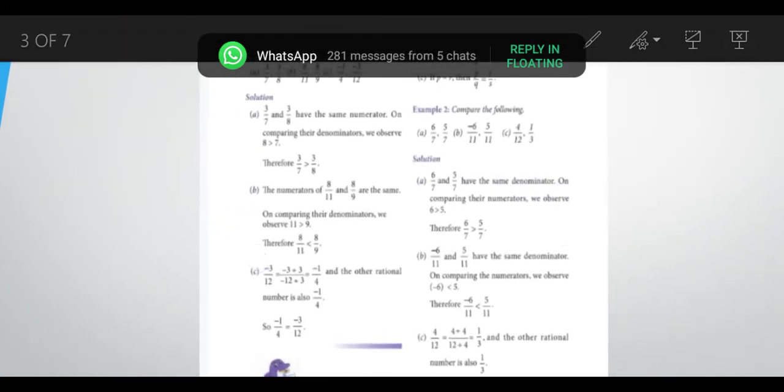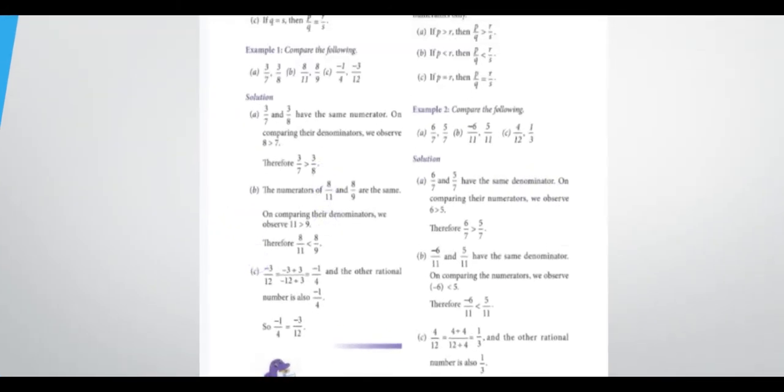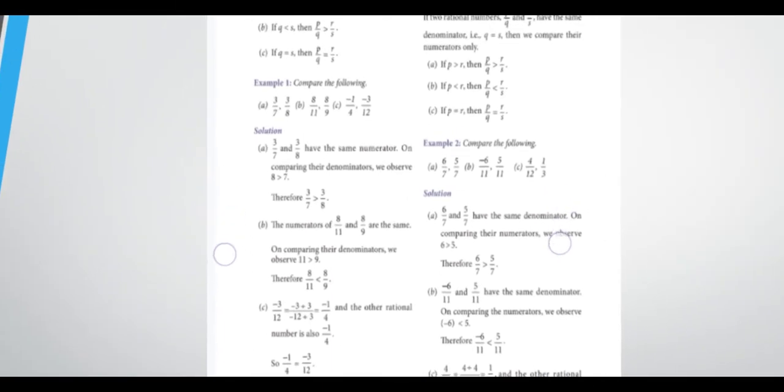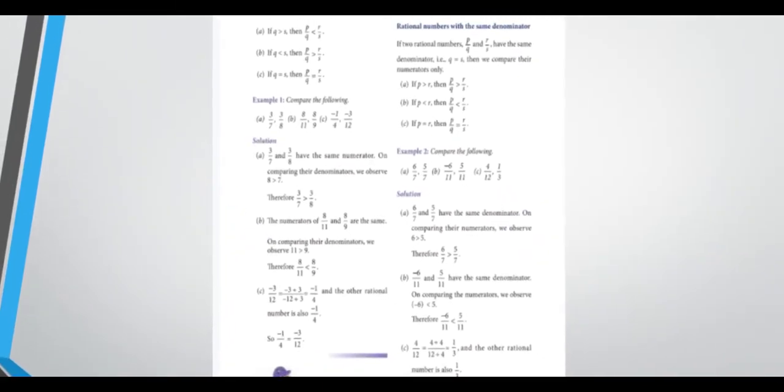Now the second case, rational numbers with the same denominator. For two rational numbers p by q and r by s, if q is equal to s, the denominators are equal, then we have to compare the numerators. Whether the numerator p is greater than r, less than r, or equal to r, according to that the rational numbers can be compared.